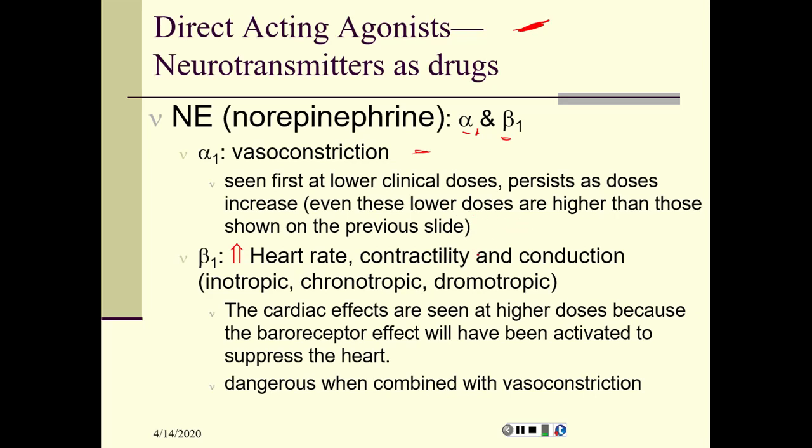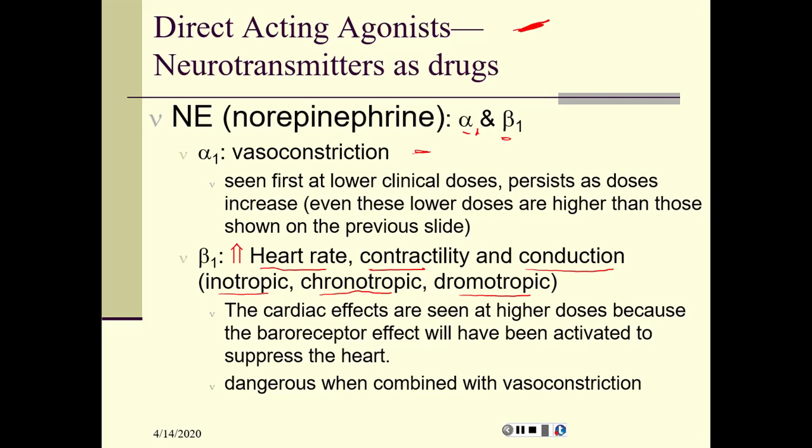Then as the dose increases, you start to see beta 1 effects at the heart. The beta 1 effects on the heart are to increase contractility and heart rate, so the heart beats faster and harder, and the conduction velocity across the heart increases, right? We would say that these are positively inotropic, positively chronotropic, and positively dromotropic effects. These cardiac effects are seen at even higher doses because remember the baroreceptor effect that kicked in that showed the decrease in heart rate due to the reflex mechanism with norepinephrine in one of those previous slides.